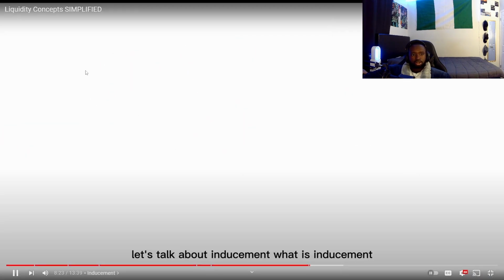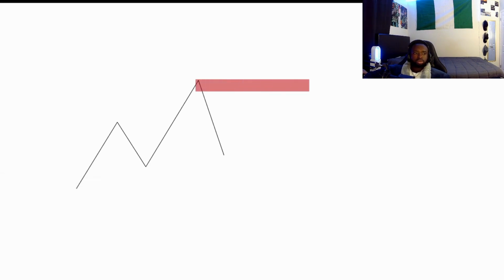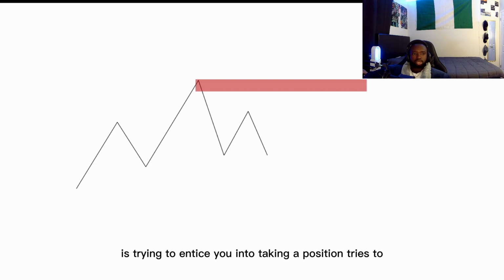That's beautiful. Let's talk about inducement. What is inducement? Here you have your point of interest. Price approaches your level, but doesn't get all the way to your point of interest and forms a reaction. What is price trying to do? It's trying to entice you into taking a position. It tries to force you into abandoning your point of interest as if price is not going to reach that level.